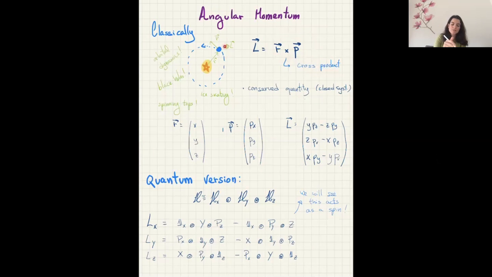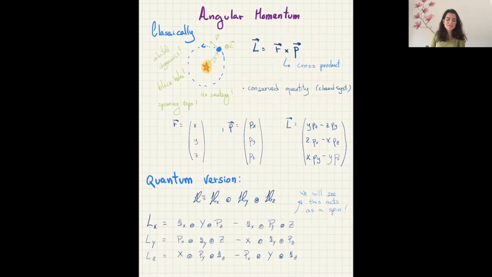So in this case, you use the right-hand rule. If R goes this way and P goes this way, then L goes towards us, which is what this symbol means. Doesn't matter, it's a vector. Why is it important? Because it's a conserved quantity for closed systems. And this means that you can derive lots of physics from it.